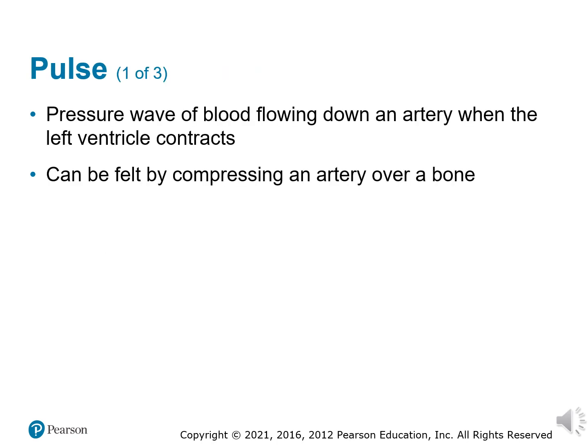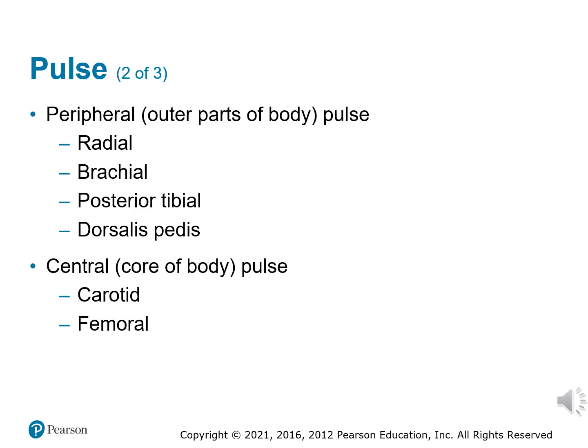So with pulses, you have a pressure wave of blood flowing down an artery when the left ventricle contracts, and it can be felt by compressing an artery over top of a bone. The radial, brachial, posterior tibial, and dorsalis pedis are called peripheral pulses because they can be felt on the periphery, or the outer reaches, of the body. The carotid and the femoral pulses are called the central pulses because they can be felt in the central part of the body. Because they are larger vessels closer to the heart, the carotid and the femoral pulses can be felt even when peripheral pulses are too weak.